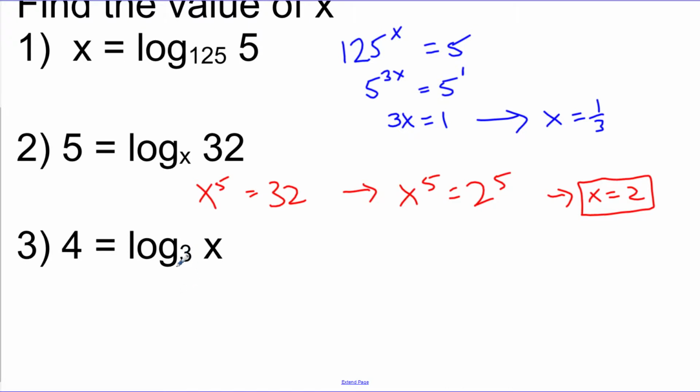My last one is actually the easiest of them. I'm going to rewrite this one as log base 3 of x is equal to 4. Well, this is the base and this is the exponent, so 3 to the 4th power equals x, and 3 to the 4th power is just 81. Again, this looks mysterious in log form, but when I turn it into exponential form, it's a little bit easier to solve.